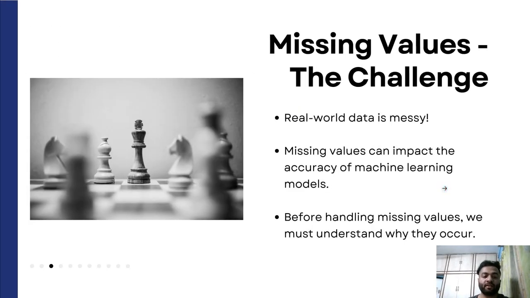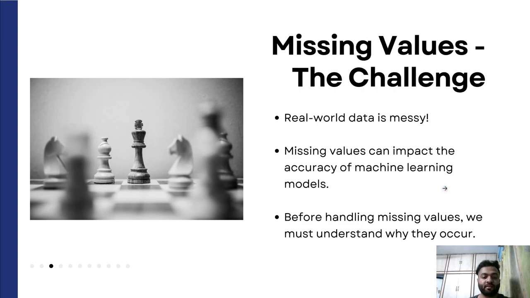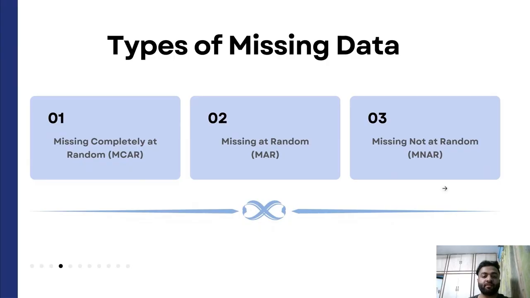Missing values are a common challenge when working with real-world datasets. They can occur for many reasons: data collection issues, human errors, or even intentional omissions. Before we can fix them, we need to understand why they occur. Missing completely at random. There is no specific reason why the data is missing. It happens randomly. For example, a weather sensor fails randomly due to a power outage, leading to missing temperature readings. Since there is no pattern, we can impute the missing values using the mean, median, or mode method.